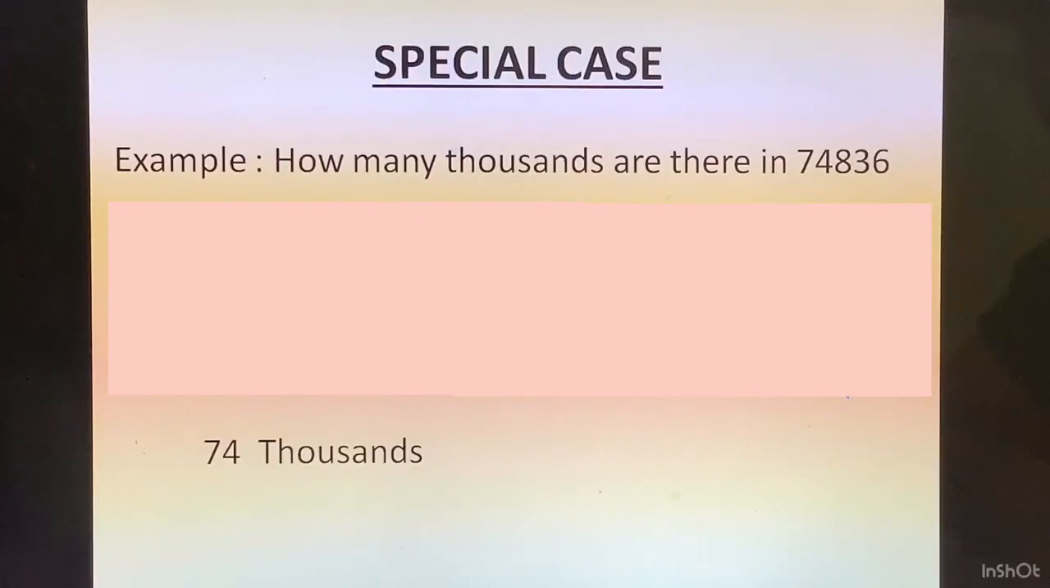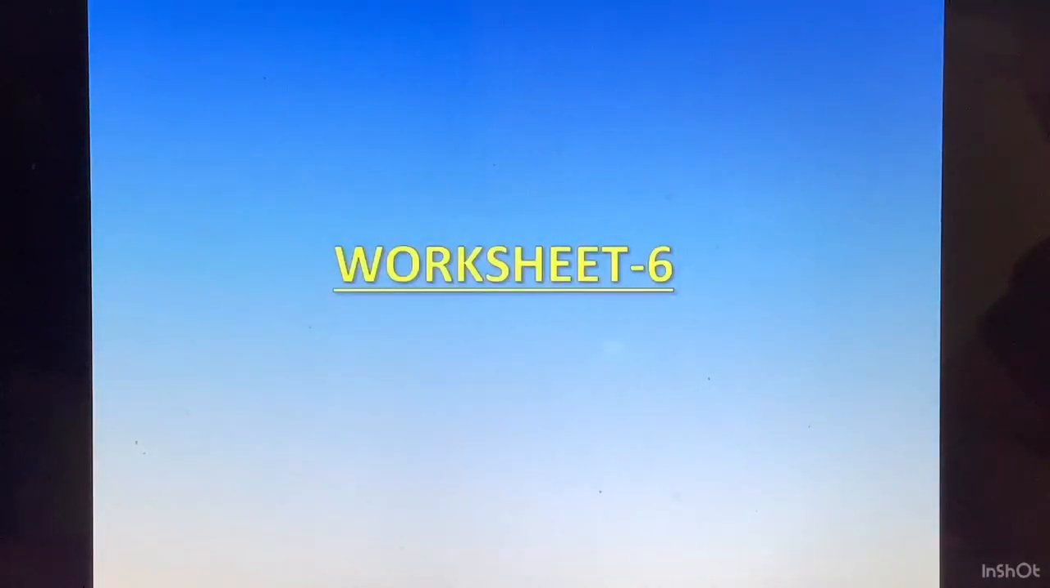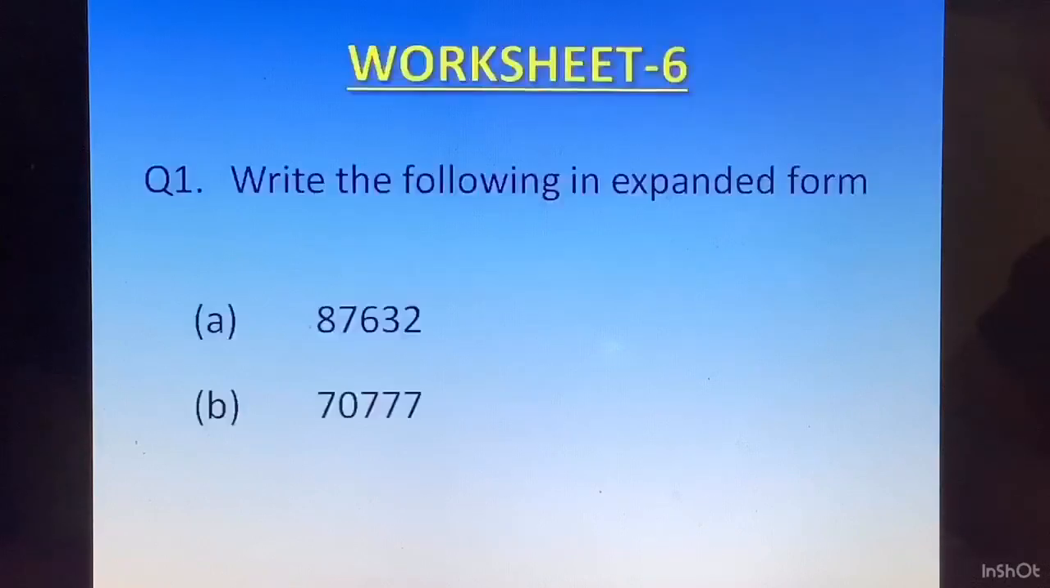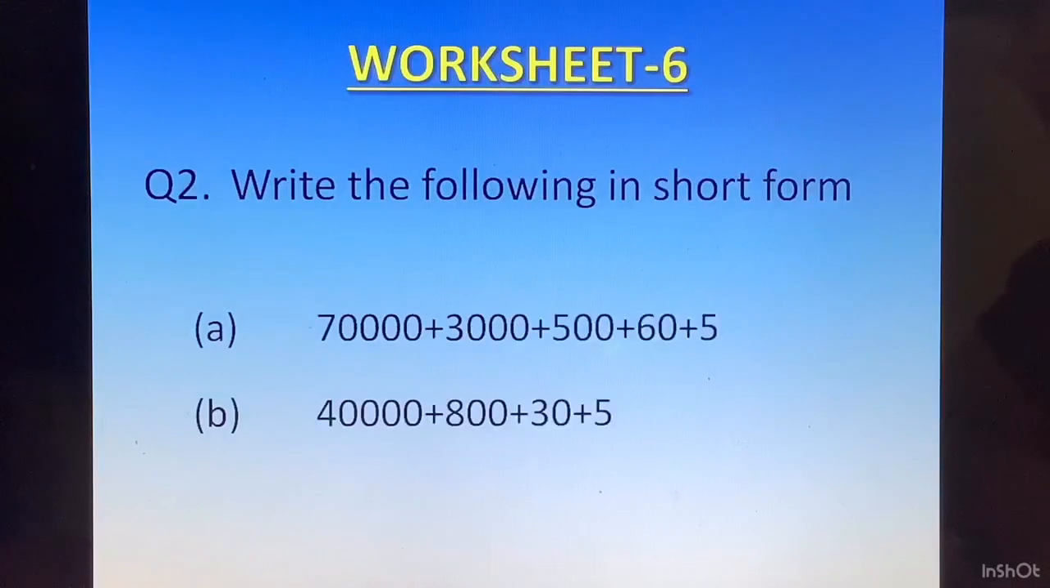Now let us do a worksheet to enhance your understanding. Worksheet number 6. Question 1. Write the following in expanded form. A part 87632, B part 70777. Question number 2. Write the following in short form. A part 70,000 plus 3,000 plus 500 plus 60 plus 5. B 40,000 plus 800 plus 30 plus 5.